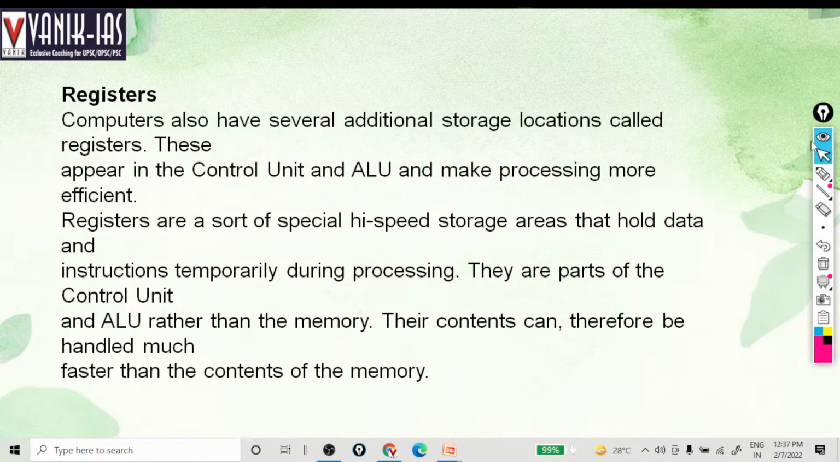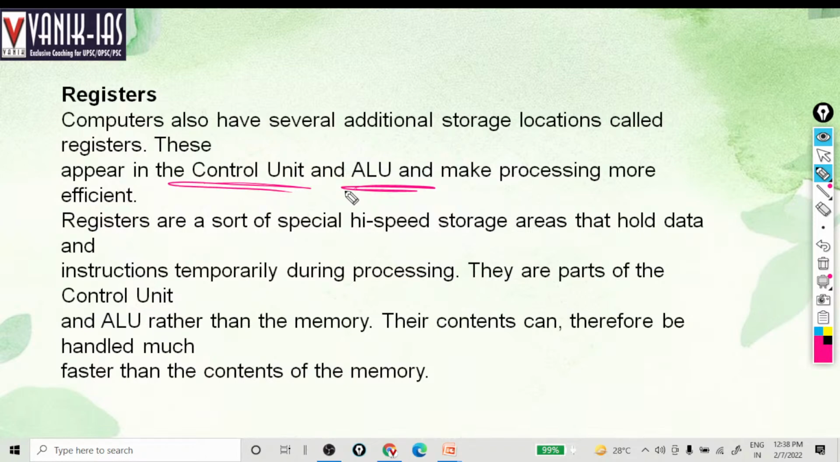Then registers. Computers also have several additional storage locations called registers. It's one type of memory as well, where the storage locations appear in the control unit and ALU, that is, in the CPU. There are also some memories in the control unit and ALU that make processing more efficient. For example, if you save the password for a particular website in your computer, efficiency will increase.